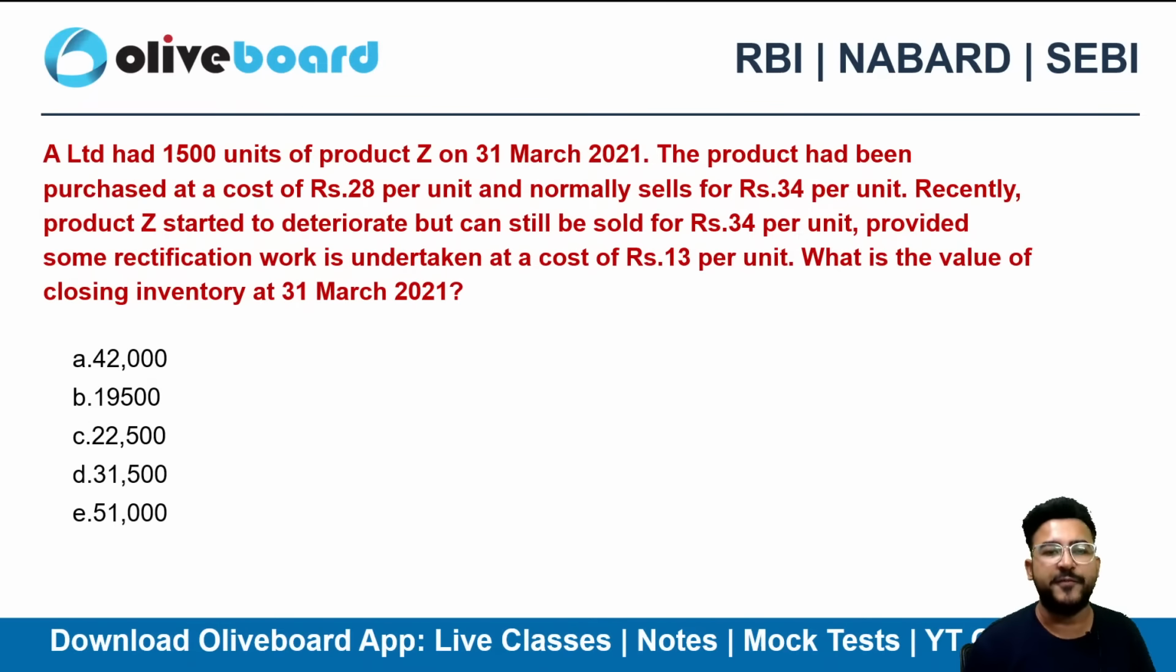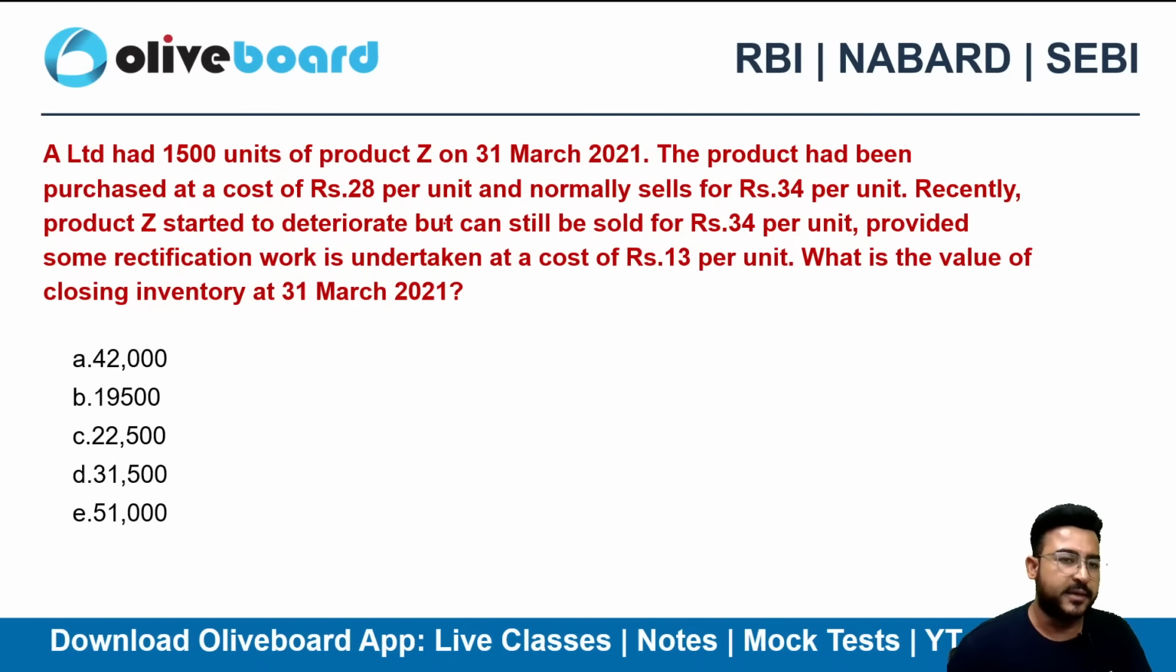A Limited had 1500 units of product Z on March 2021. The product has been purchased at a cost of 28 per unit and normally sells for 34 rupee per unit. Now this question directly came in your PFRDA examination, and I had also done this question in class and in your MCQ free sessions.